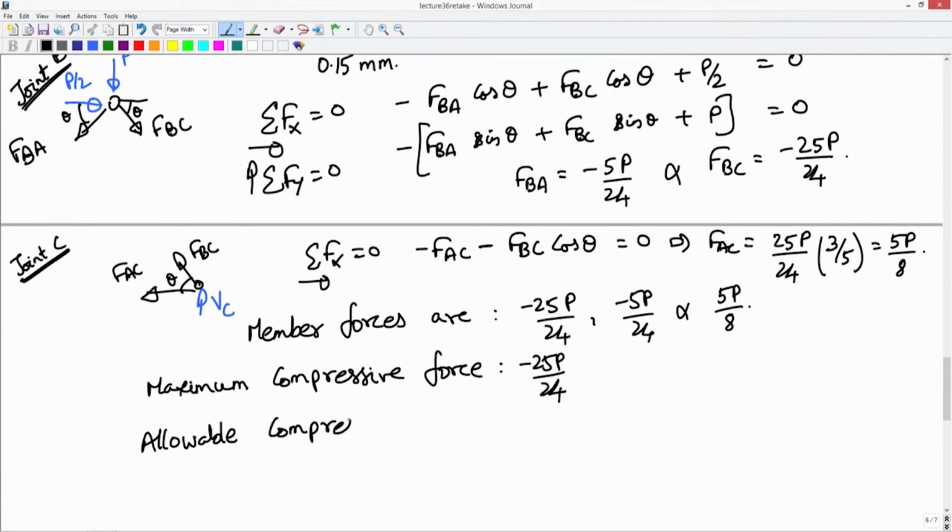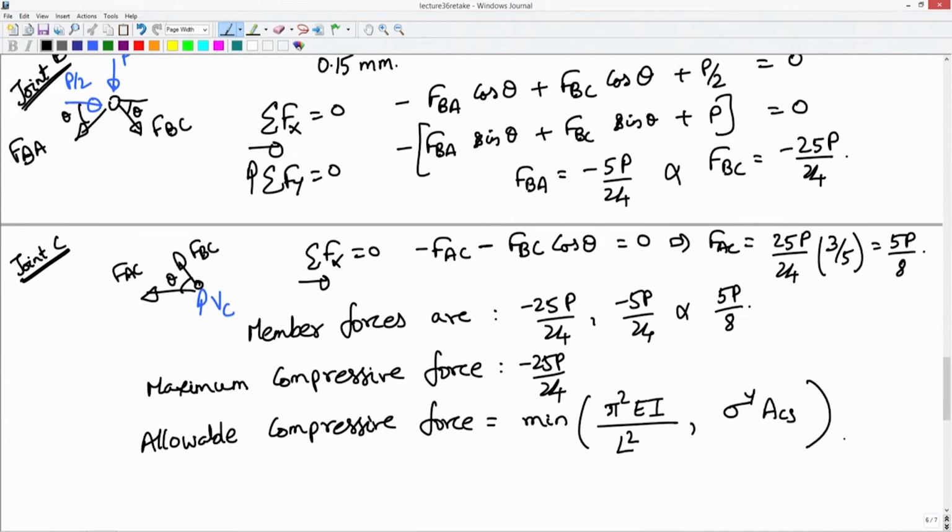Allowable compressive force would be the minimum of your Euler buckling load, since it is a pin-pinned structure, so it will be pi square E I divided by L square, and the material strength, which is sigma y, the yield stress value in uniaxial extension, multiplied by the area of the cross section.